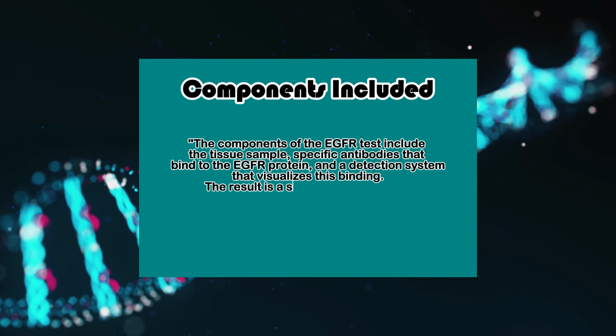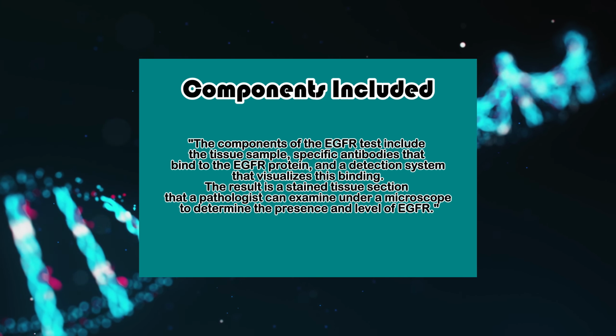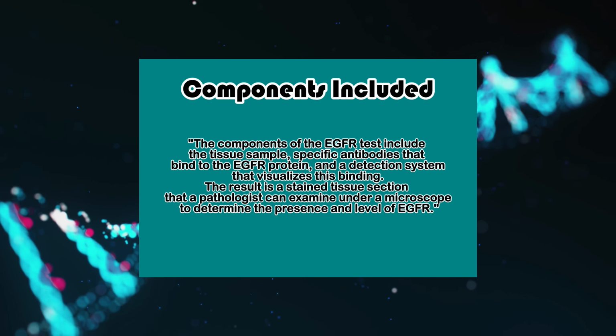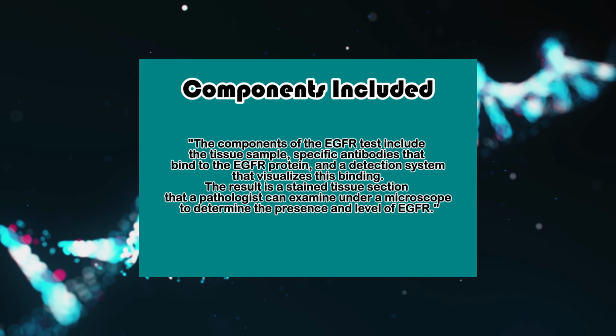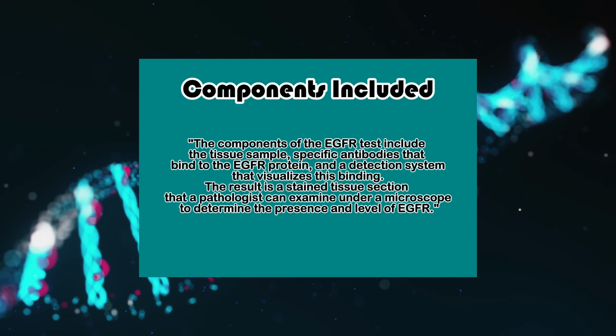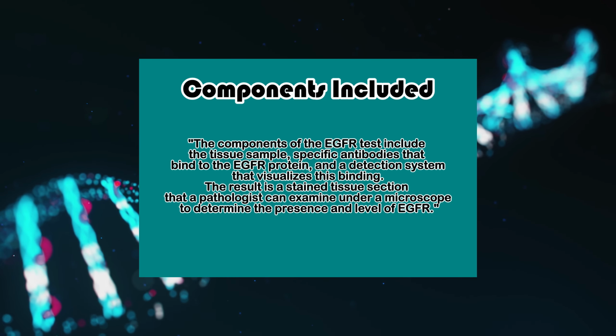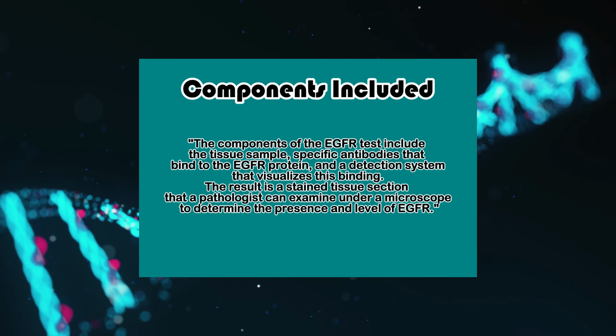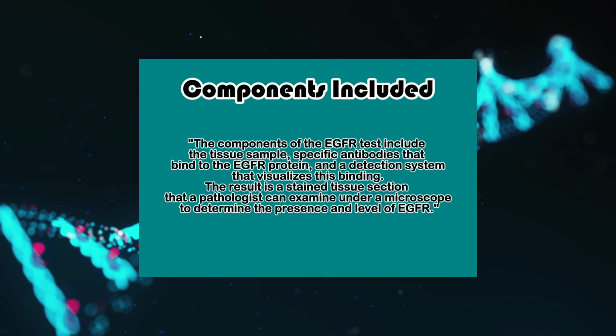Components of the test. The components of the EGFR test include the tissue sample, specific antibodies that bind to the EGFR protein, and a detection system that visualizes this binding. The result is a stained tissue section that a pathologist can examine under a microscope to determine the presence and level of EGFR.